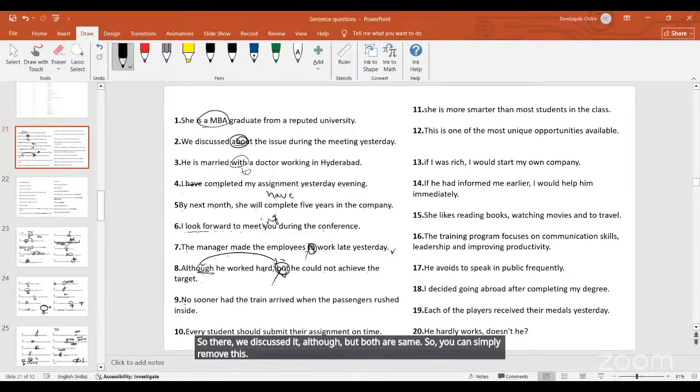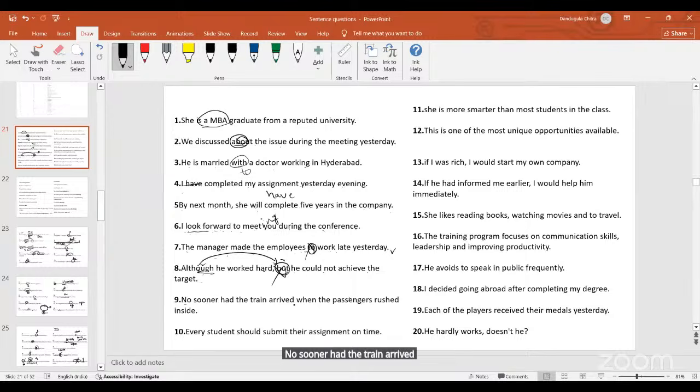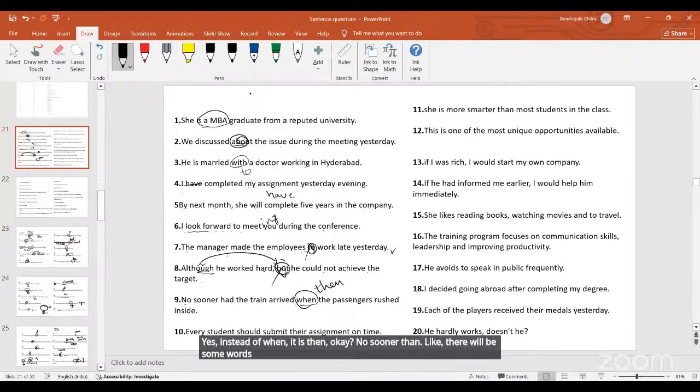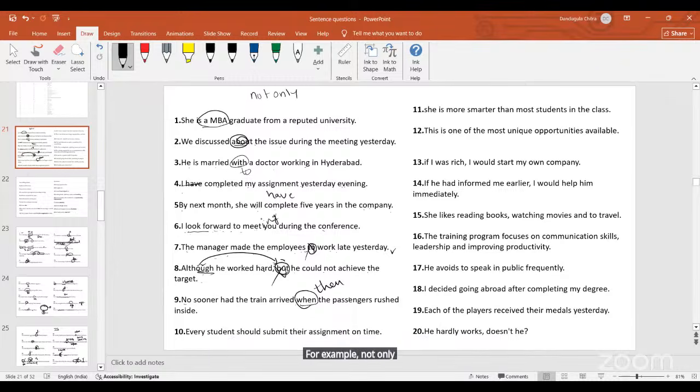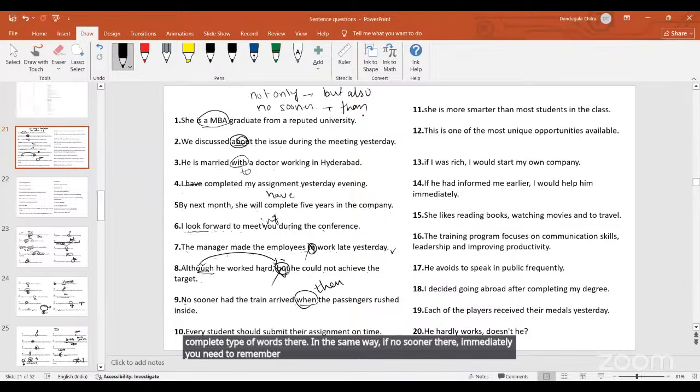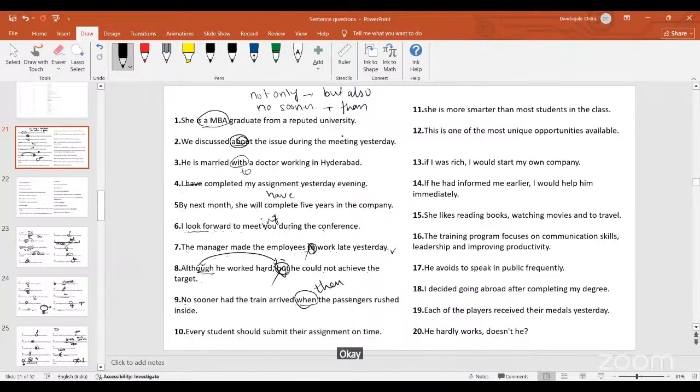No sooner had the train arrived when the passengers rushed inside. No sooner had the train arrived than the passengers rushed inside. Yes, instead of when it is then. Okay. No sooner than. Like there will be some words. For example, not only, immediately what you can remember, but also, right. In the same way, there are some couplet type of words there. In the same way, if no sooner there, immediately you need to remember than. No sooner than. Okay. Scarcely.